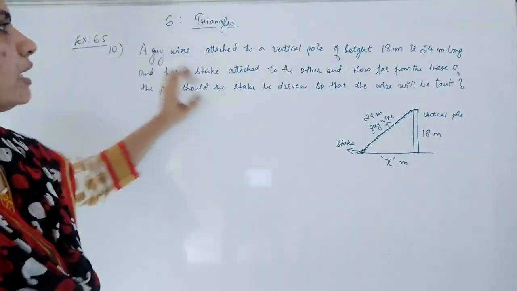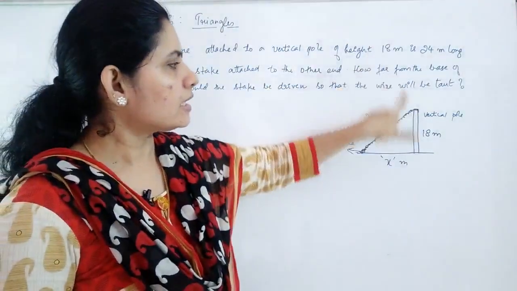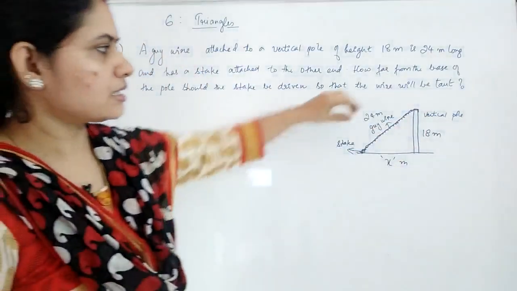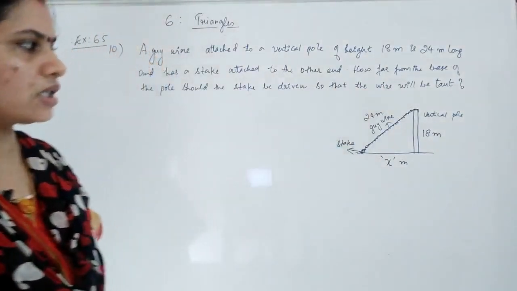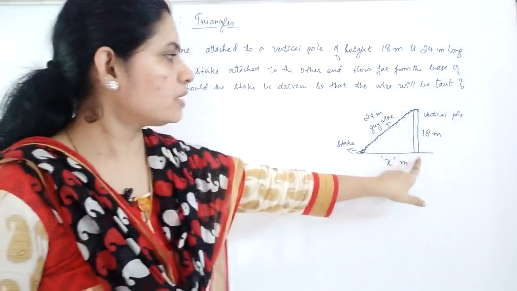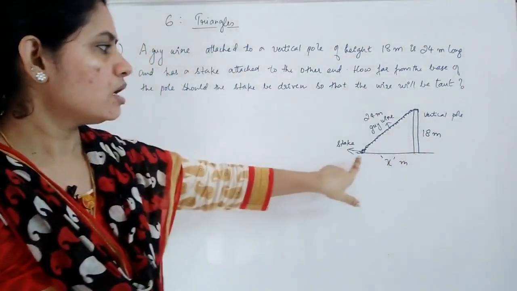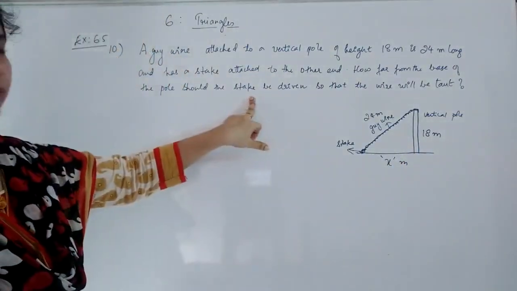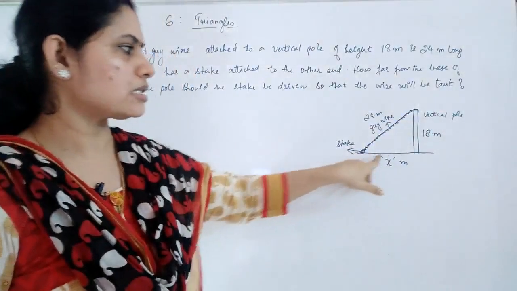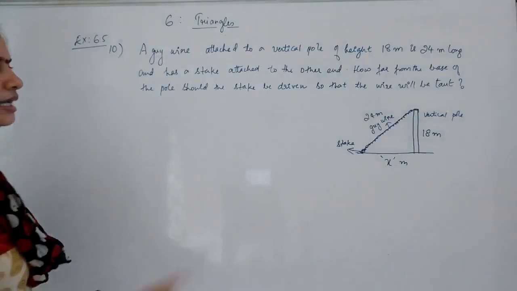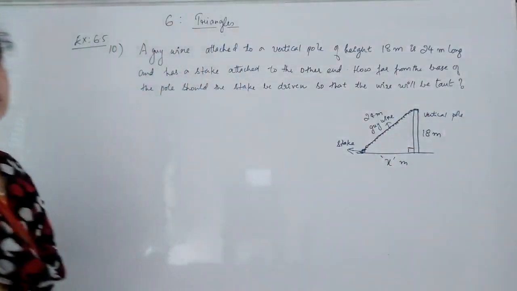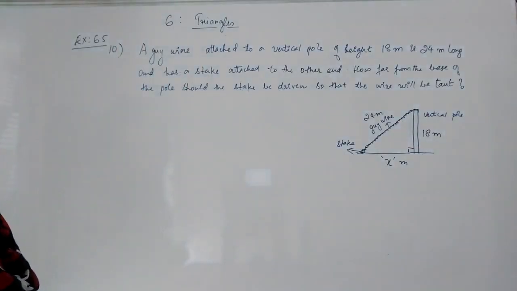Okay, so they have been given that the height of the vertical pole is 18 meter and the guy wire is 24 meter long, and you have to find out the distance from the base of the vertical pole to that stake. Taut means it has been tied there. So this is the distance which you need to find out here. Since it is a vertical pole with the ground, it will be having a 90 degree or a right angle triangle there.